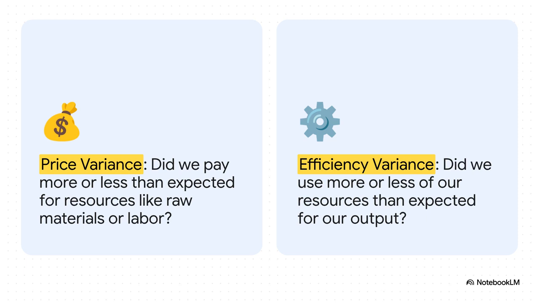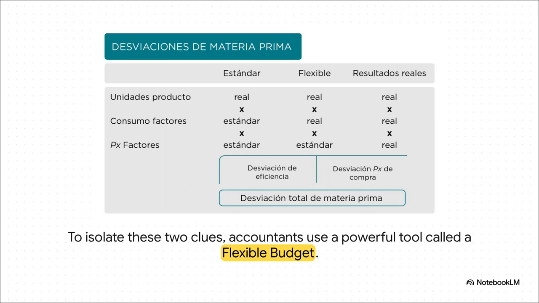Sometimes these two clues tell completely opposite stories, and finding that trade-off is exactly what a great manager needs to do. But wait, how do you pull these two clues apart when they're all tangled up in that one final number? Well, the secret weapon for any good cost detective is a tool called a flexible budget. It's this brilliant intermediate step that lets you calculate what your costs should have been for the actual number of units you produced. It's the key that unlocks the puzzle and separates price from efficiency.